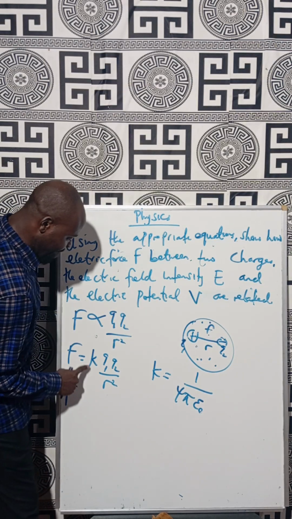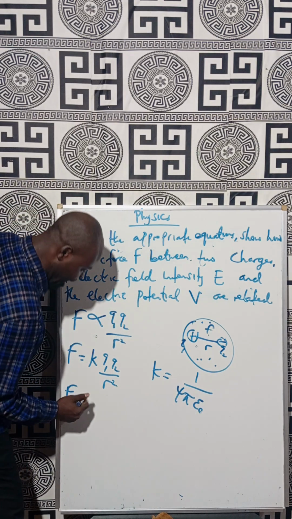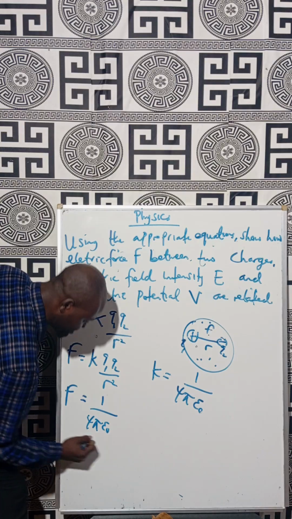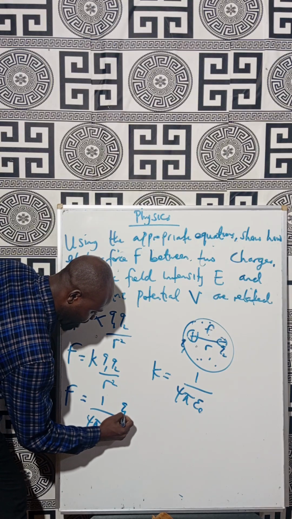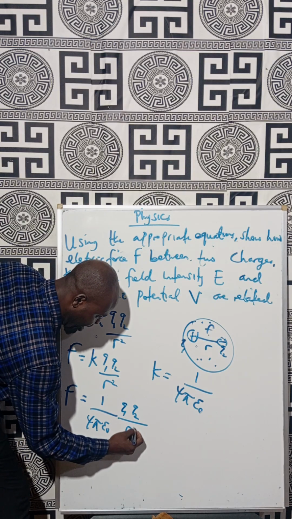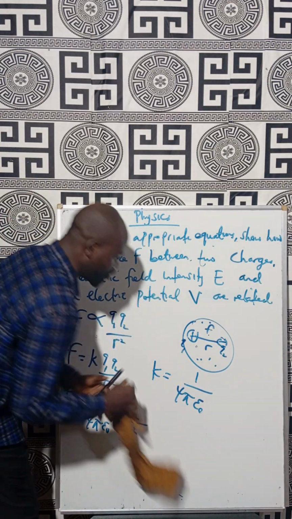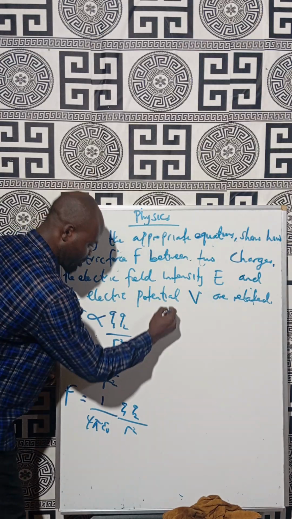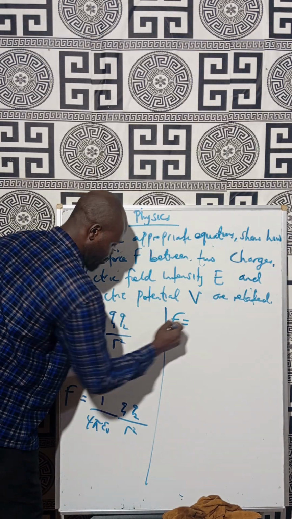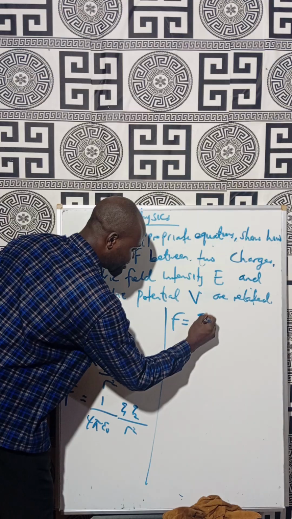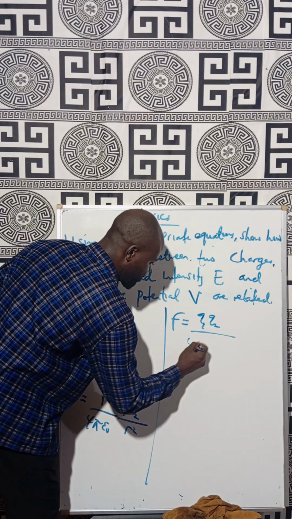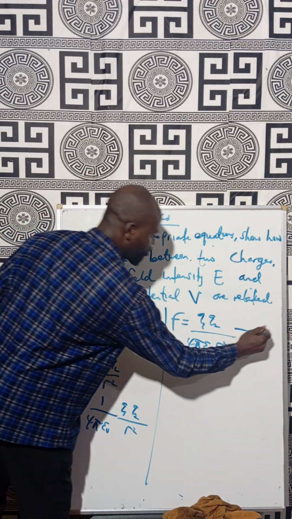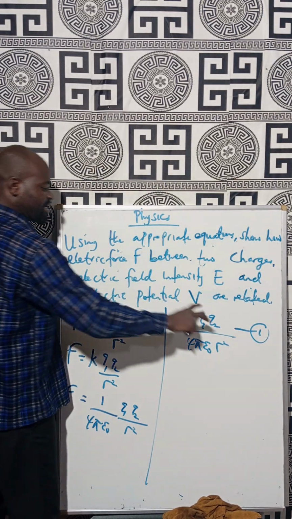Noted. So now, if I put my K here, F equals my K, which is 1 over 4 pi epsilon naught, times Q1, Q2 all over R squared. If I multiply this and that, my F equals Q1, Q2 all over 4 pi epsilon naught R squared. So that's my first one, equation 1. I've got my formula for F here. That's the formula.